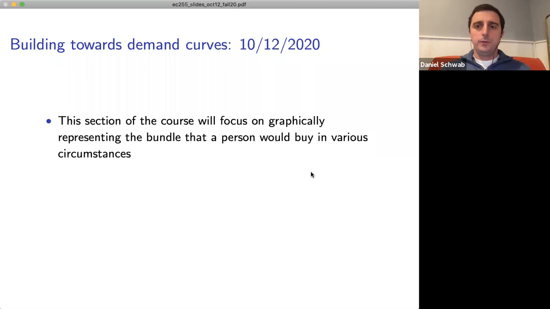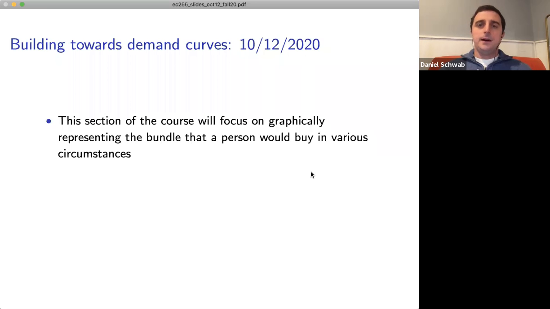Okay, so what we're going to do today is pick back up with something that we talked about a little while ago. And that is building towards demand curves. Demand curves are these ideas that we saw a lot of in principles of micro. And so what we're going to be doing is talking about some curves that are similar to demand curves. And eventually we'll actually talk about demand curves themselves.